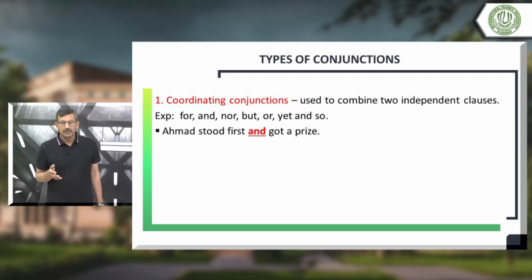Now, we move on to the types of conjunctions. The first type of conjunction is the coordinating conjunction. These are used to combine two independent clauses. Ahmed stood first and got a prize. In this example, and is connecting the two clauses. Ahmed stood first, got a prize. These two ideas are connected with a connector, and.